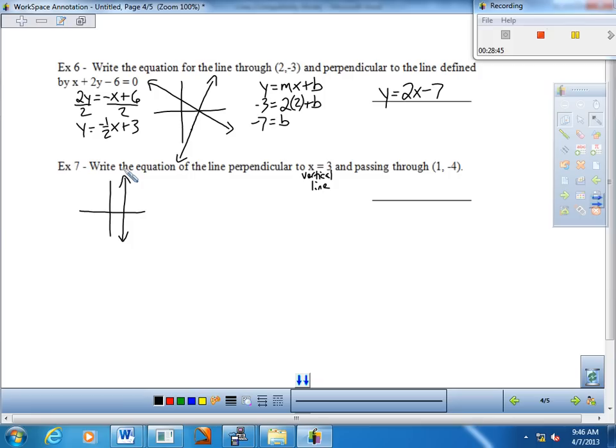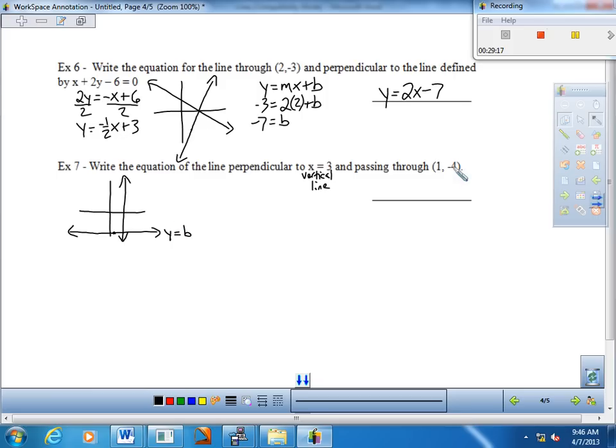So we want it perpendicular to that and passing through (1, -4). So (1, -4) is about right here, give or take. And I want that line right here. Keep it nice and simple. No real math related here, just let's interpret. Obviously, the perpendicular line of a vertical is a horizontal. And a horizontal line is always defined by y equals a constant. I'll just go ahead and write that there. So y equals a constant.